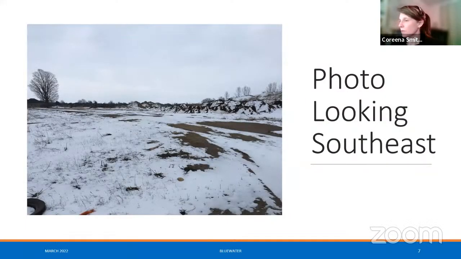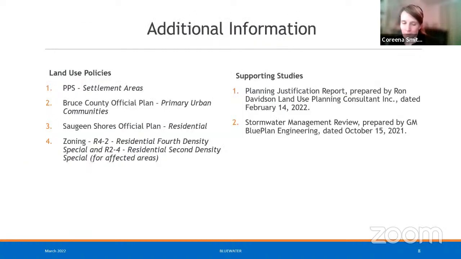And this is a photo looking southeast across the block. My apologies, I didn't have the right footwear on for a shot from the south end, but it's a vacant parcel, which you can see from the photos. So just some context in terms of the subdivision itself.